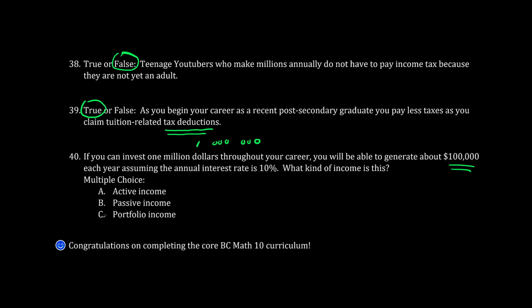What kind of income is this? We call this C, portfolio income, money from your investments. Active income is you working actively to earn money, such as your salary or your hourly wage job. Passive income is income that comes to you passively without you working too hard to earn it. For example, suppose you have an online e-shop and while you're sleeping, you end up making sales online.